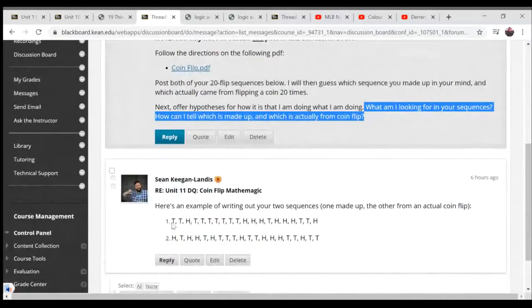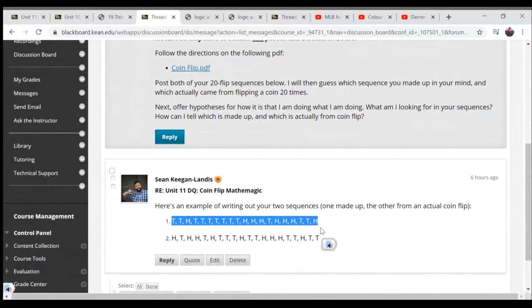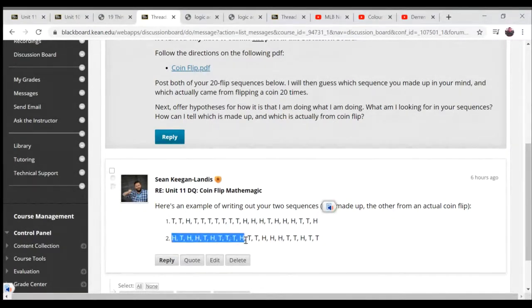So I've given you an example of two of these sequences right here. I just did T for tails and H for heads. So here would be an example of one of the sequences, and here's the second sequence. One of these sequences I made up in my mind. Another sequence came from actually flipping a coin. Notice I didn't write which was which in my post.